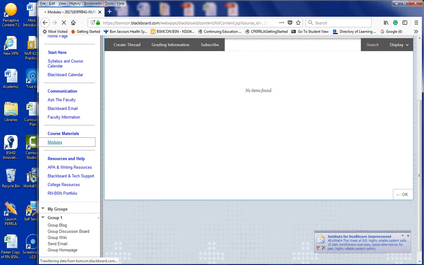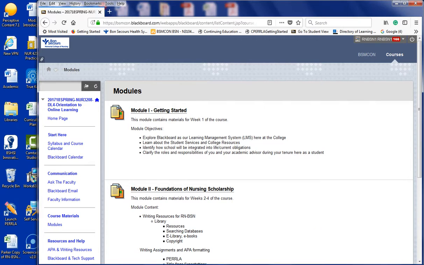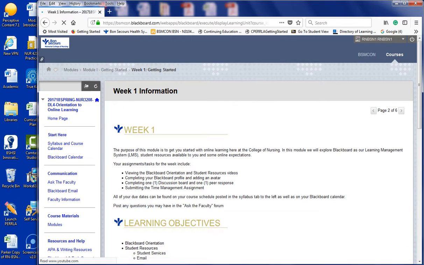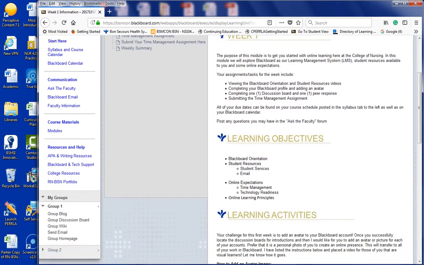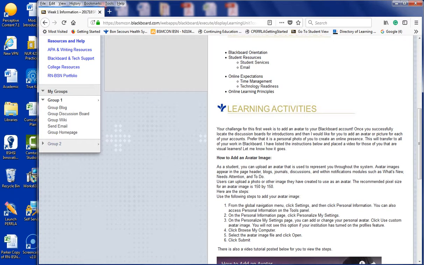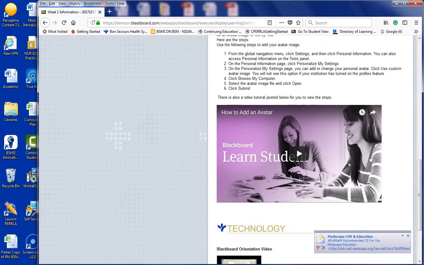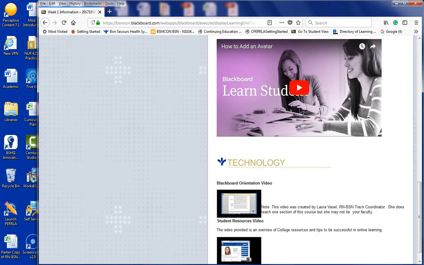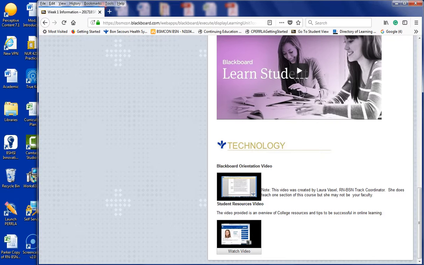Now we're going to go to modules, and sorry, that was loud. Modules. This is our first module, getting started. Click on this, and this is what you see. You have your objectives and what you'll find in this folder. Arrow over. Information about week 1. Again, your learning objectives. This is a learning activity. This is information and a video on how to upload an avatar. And here's more about orientation. Laura's talking to you here, and about college resources.